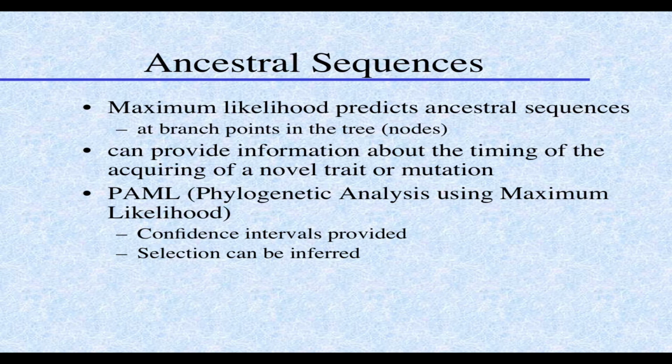So maximum likelihood has this interesting property, and parsimony as well, that it predicts ancestral sequences at all the different nodes going backwards up the tree. So that can provide interesting information about the timing of the acquiring of a novel trait. There's a piece of software called PAML, phylogenetic analysis using maximum likelihood, that's popular for this approach. And, well, you can use it. It's free.